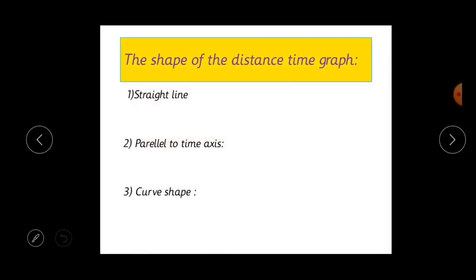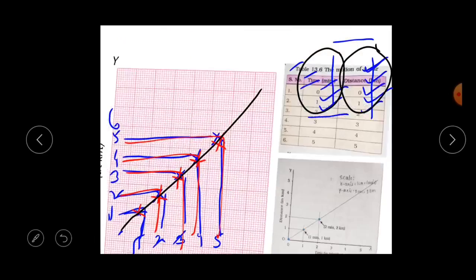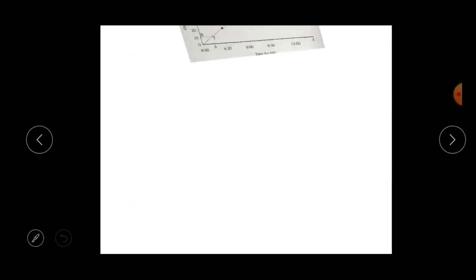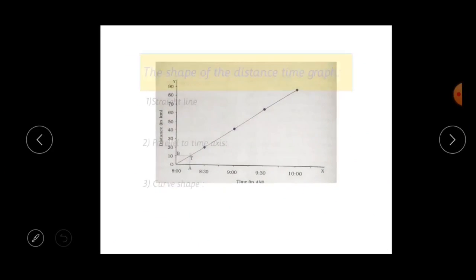If it changes distance, we have different shapes of the graph. Here we have three types of shapes. First is a straight line, then a line parallel to the time axis, and then the curve shape. First is the straight line, which we have done here. This is a straight line distance time graph. Here you can see the line is straight, isn't it? So this is called the object has a uniform or constant speed.